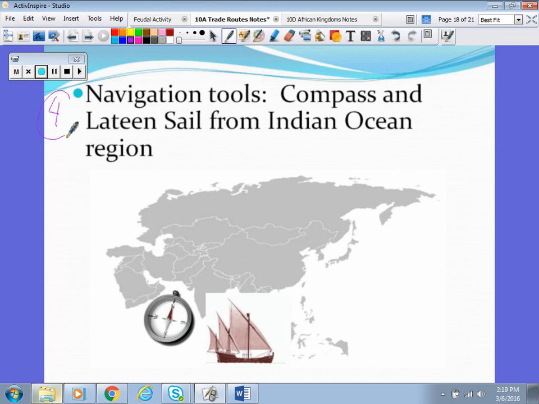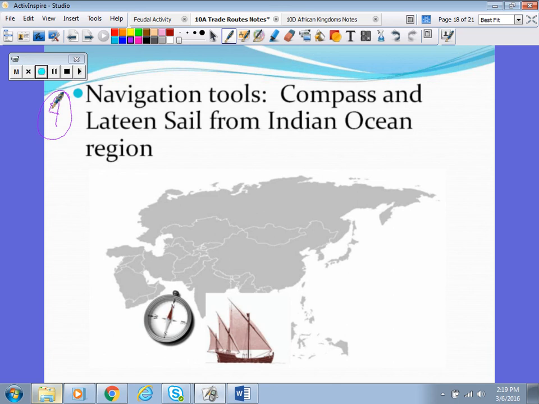Our next one here, and this is a biggie. I cannot undersell how much importance these two have. The compass and the lateen sail are going to come from the Indian Ocean region. The compass allows us to always know what direction true north is. It helps us with navigation.